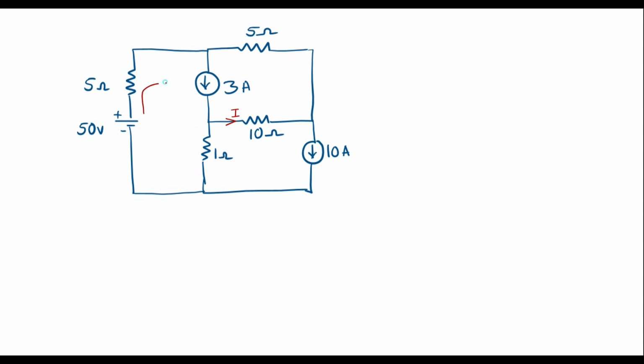Let me assume current through this loop is say I1, current through this loop is I2, and current through this loop is I3. I have marked the direction also. From this diagram we can understand that in this loop I3 current 10 amp is flowing, therefore I3 is equal to 10 amp. We need not apply KVL to this loop.